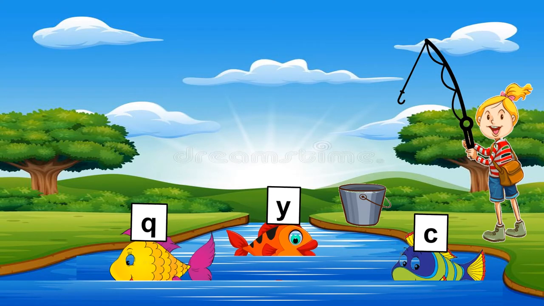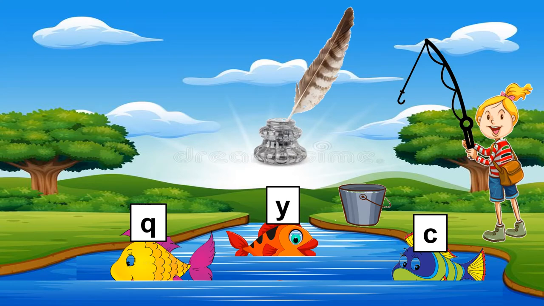Oh, some more fish have come. Let us see the picture. Can you tell me? What is this? Yes, children. This is a quill. Quill is a big or a large feather of a bird, and it was also used for writing with ink before the pens were made. Quill. The first sound, the beginning sound of the word quill is qu, qu, qu, quill.